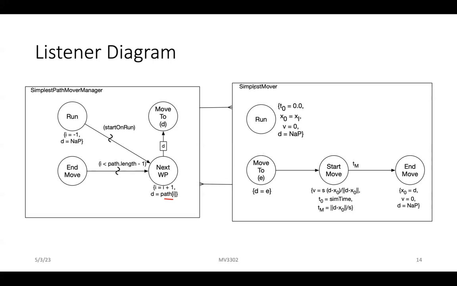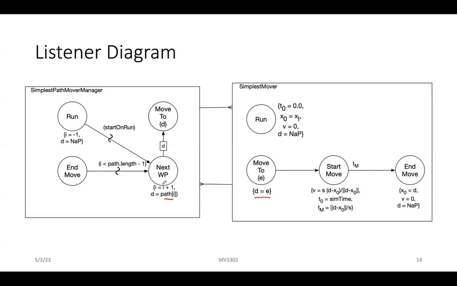That will then be heard. So the next waypoint was actually heard by the simplest mover, but it didn't have one, so it just ignored it. But move to has the right argument, and so it schedules this, and then sometime later, this end move will occur. And when that end move occurs, that's going to be heard by my path mover manager here. When I hear that, if my index is less than the length -1, remember the off by 1 thing, then I can schedule a next waypoint.